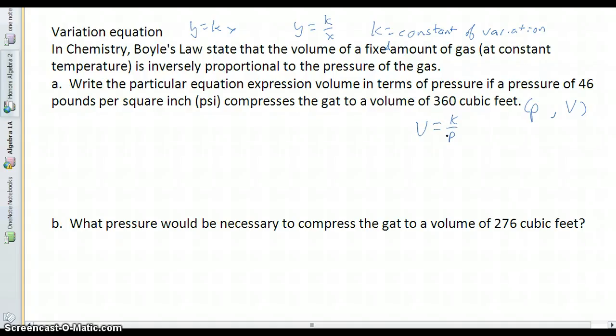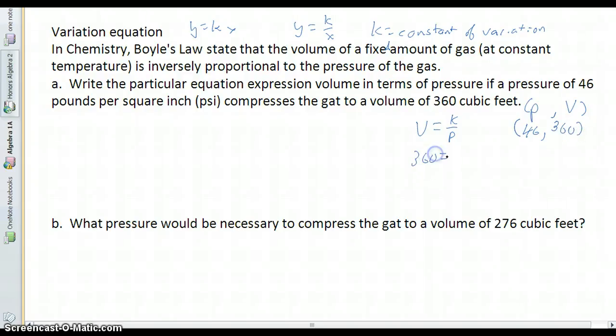So for this particular problem, it says volume in terms of pressure, again telling us volume is dependent upon the pressure. If it's 46 pounds per square inch, that's a pressure, and a volume of 360 cubic feet. So we're going to plug those values in to find K.